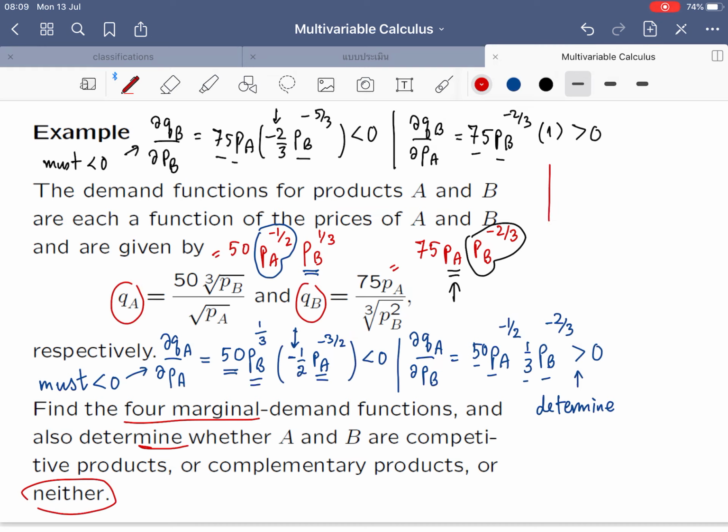Don't forget that we found both of them, and both of them are increasing. So what does this mean? If B is expensive, people don't buy B, people buy A more. If A is getting expensive, people don't buy A but buy B more. So what does this mean? They are replaceable, they are competitive. A and B are competitive products.